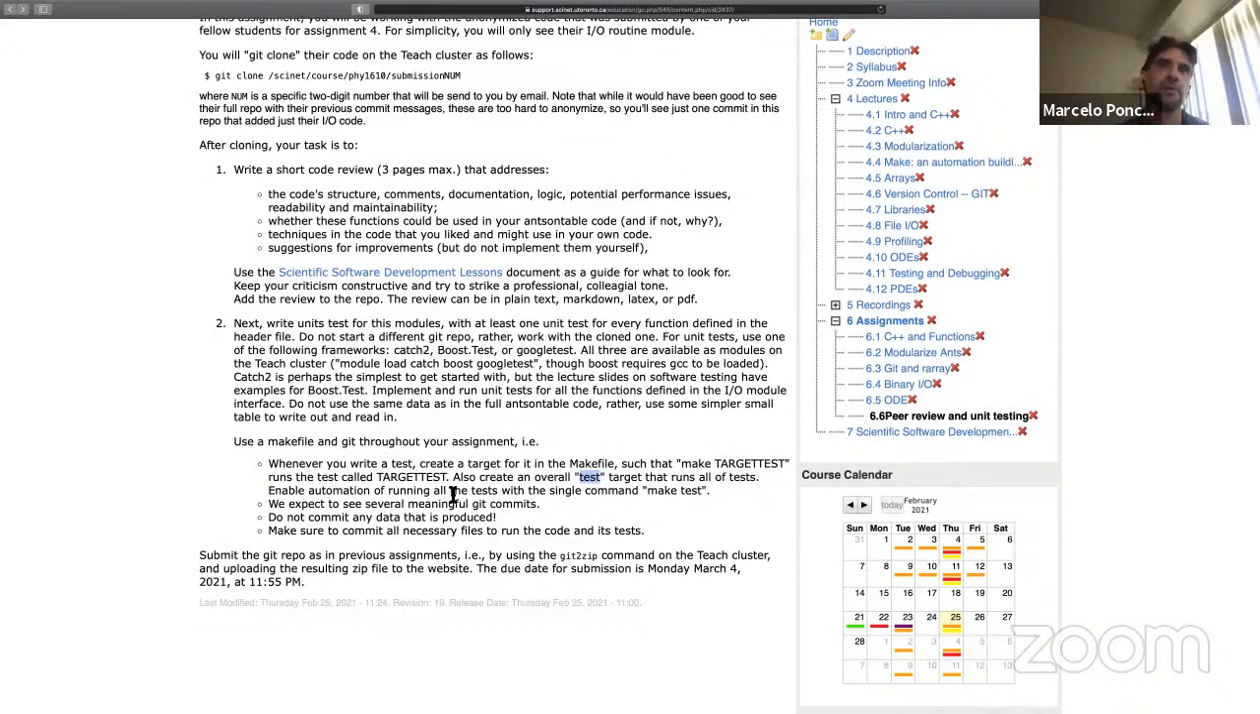The same comments as usual: several meaningful commits. Do not commit any data that is produced. Do not commit derivative files, as usual. And make sure to commit all necessary files to run the code and its tests, okay?